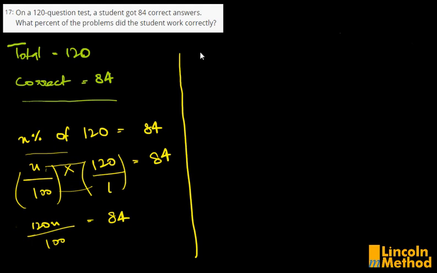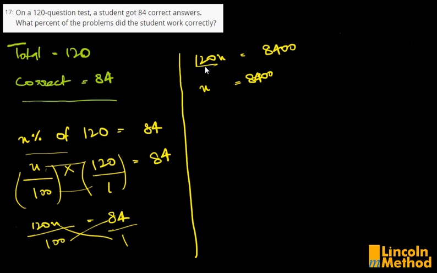Now solving this further, since there's just this equals sign in between them, we can cross multiply. What that means is we can multiply 84 by 100, and since there's nothing as a denominator for 84, I'm going to add 1 here. So if you multiply 120x by 1, we get 120x, and when you multiply 84 by 100, we get 8400. So we have 120x equals 8400.